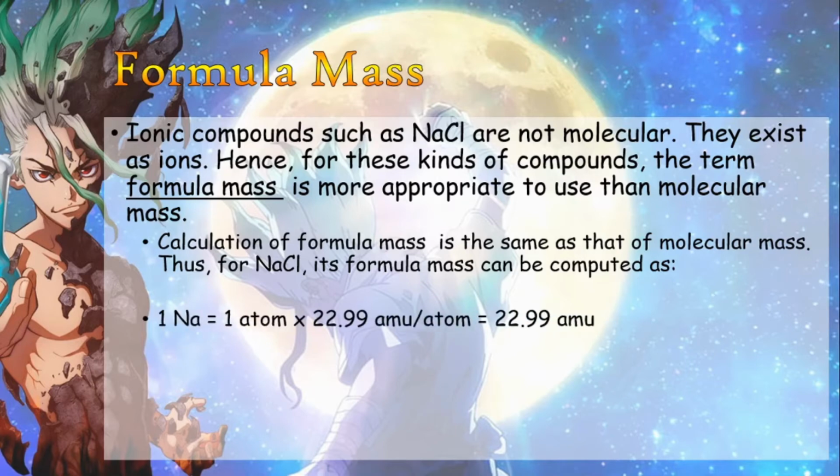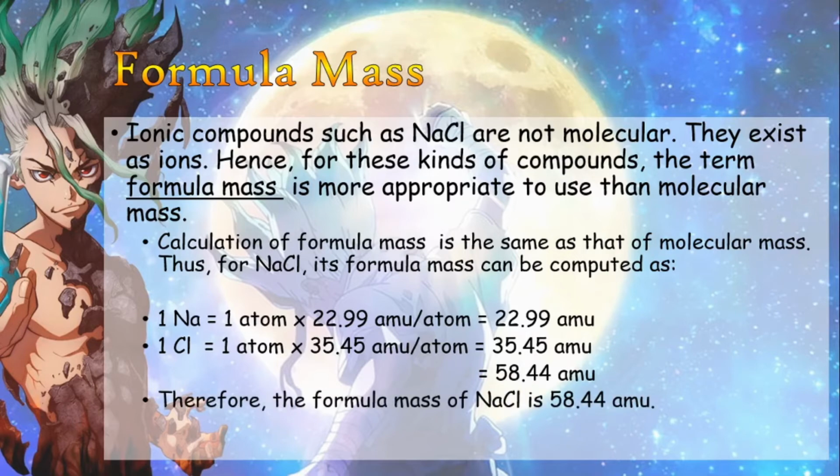1 sodium is equal to 1 atom times 22.99 atomic mass units per atom, which is equal to 22.99 atomic mass units. 1 chlorine is 1 atom of chlorine times 35.45 atomic mass units per atom. Therefore, the formula mass of sodium chloride is 58.44 atomic mass units.